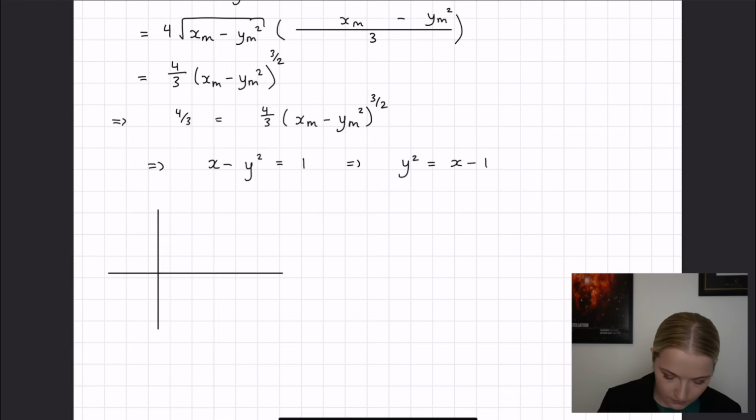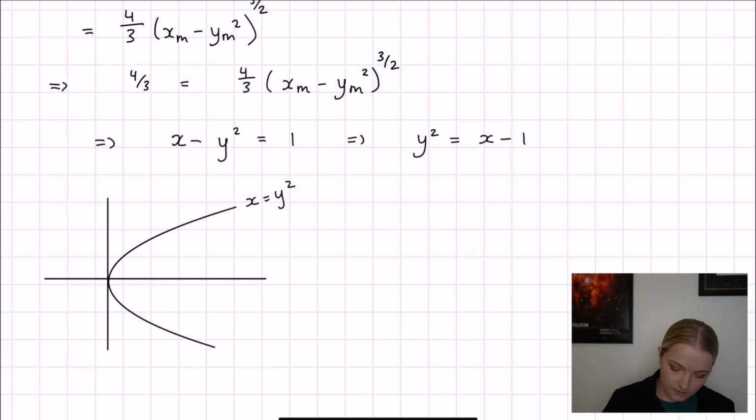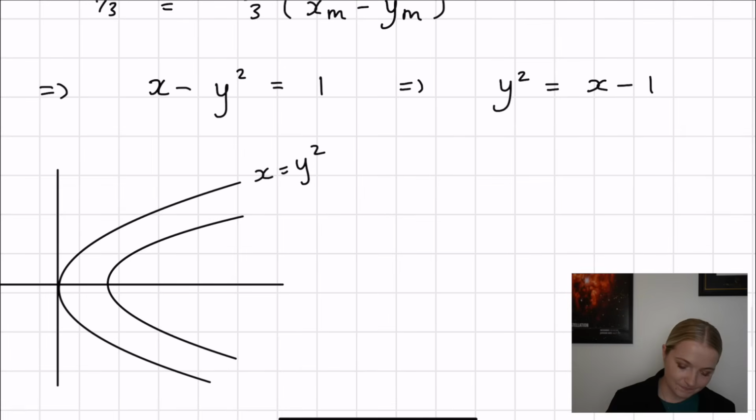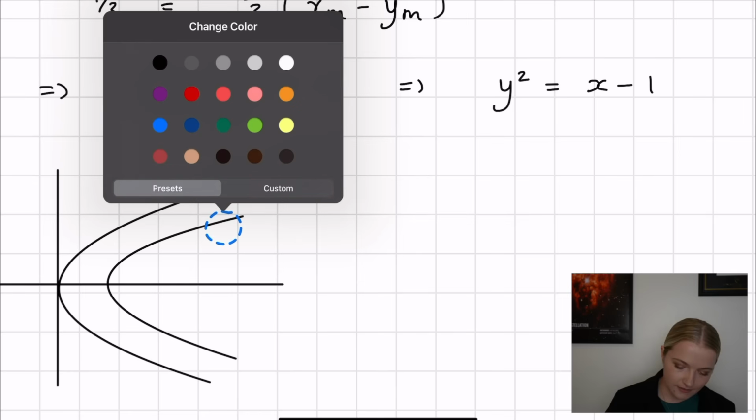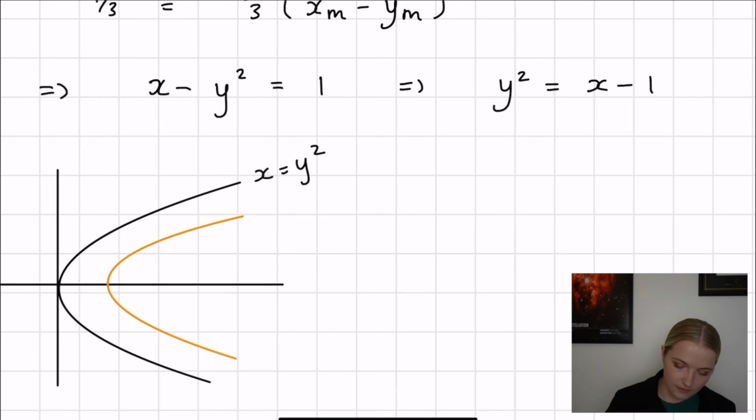So we have the original parabola, which is here, and that's x equals y squared. But now we have this new parabola, which is going to look like this, if I can draw it. It's not the best drawing, not quite to scale, but it's still there. And actually, I'll colour it in orange. And that's x minus 1 equals y squared.